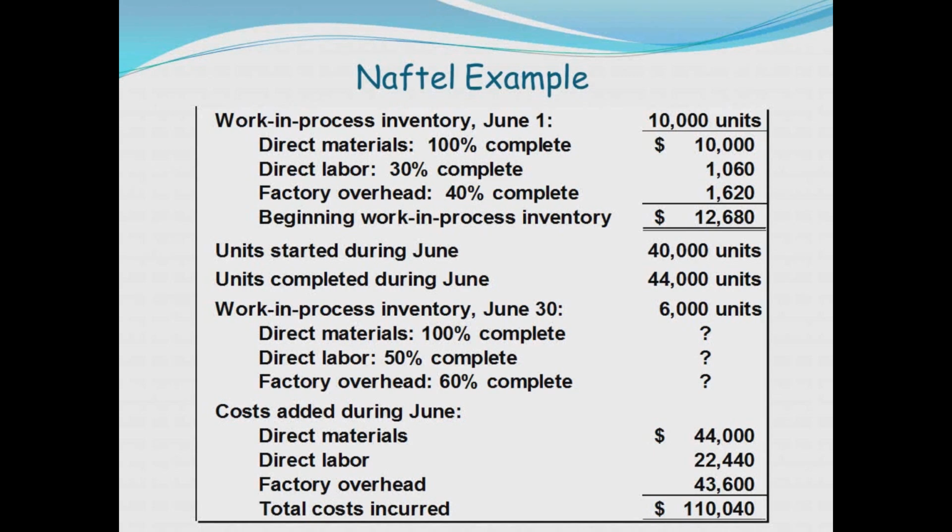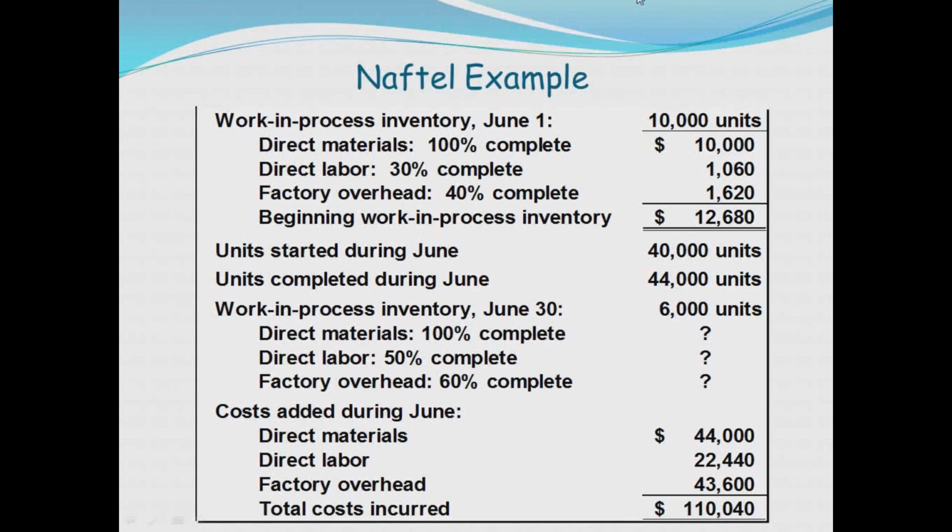And you can see the costs that were accrued during the month: $44,000 in materials. I guess it's $1 per unit. $22,440 in labor, and $43,600 in factory overhead. So their total costs was $110,040. Think of these two numbers together because we need to somehow reconcile to these two numbers as we do our allocations. That's 122,720, I guess, together. Keep those numbers in your mind.